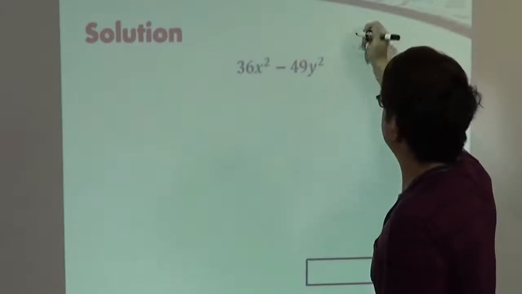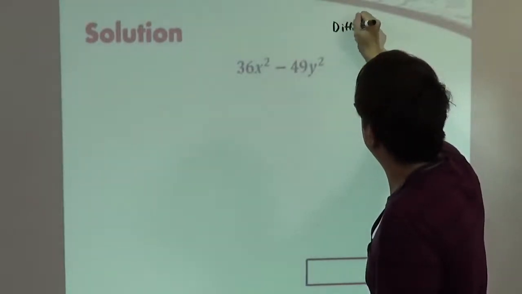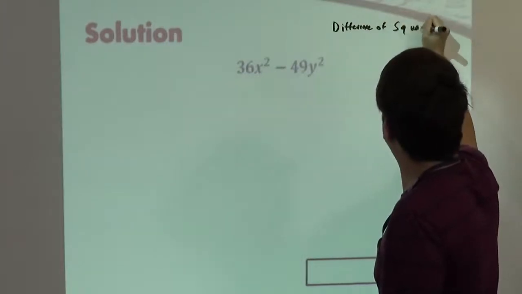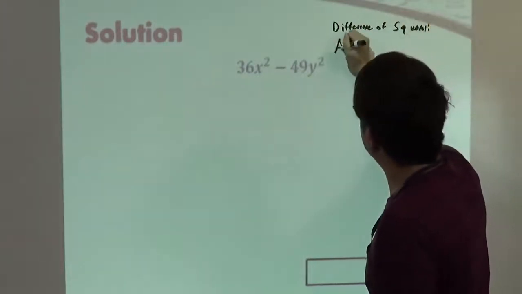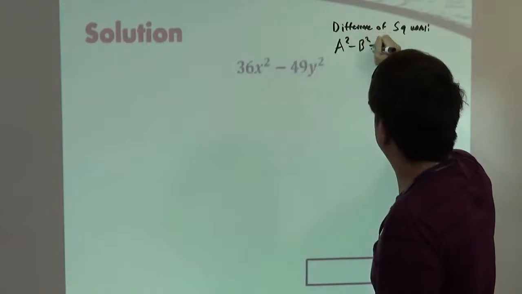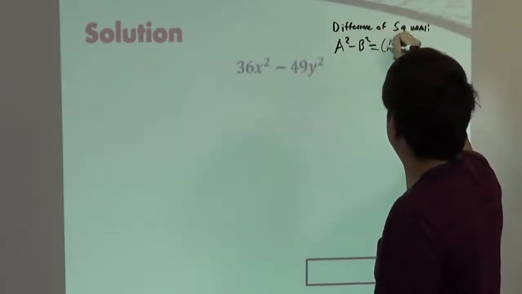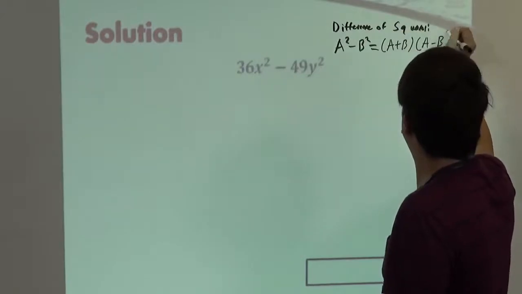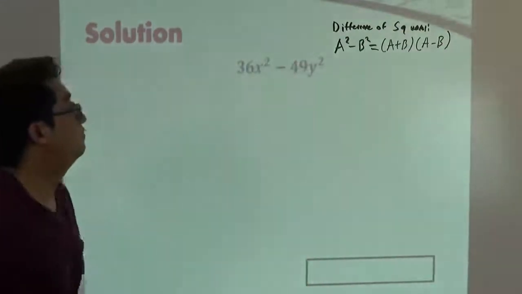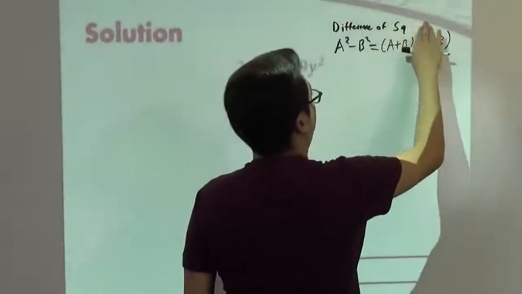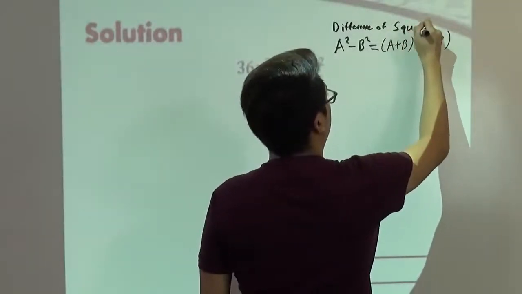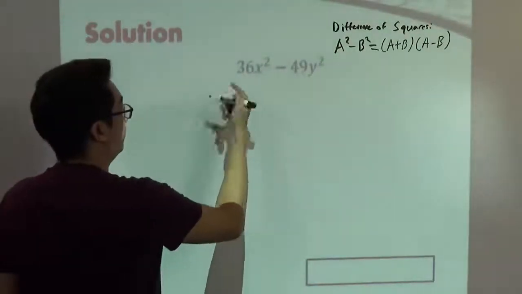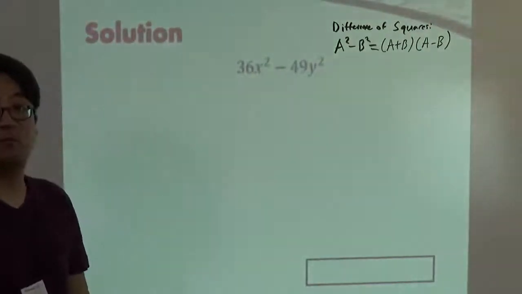So, difference of squares. That takes A squared minus B squared and can be factored into A plus B, A minus B. So let's apply that form to our expression. Let's look at what we have: 36x squared minus 49y squared.